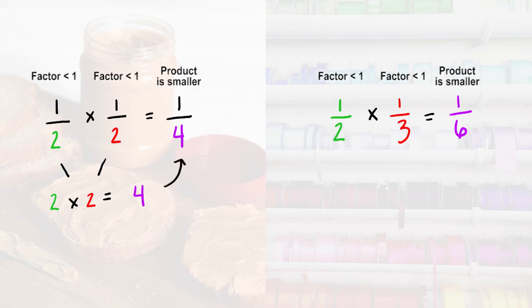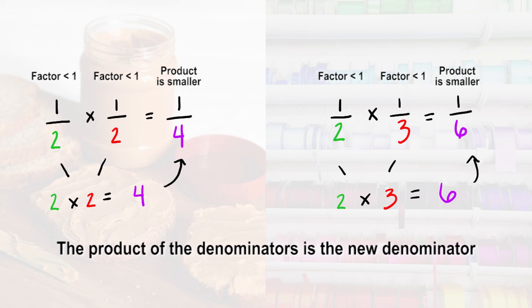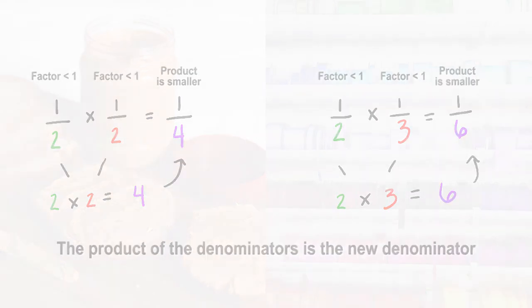Let's look at the second equation solved. 1/2 of 1/3 is 1/6. Multiply the 2 denominators. 2 times 3. The product is 6, and this is the denominator in the final answer. When multiplying unit fractions, the product of the denominators will be the new denominator.